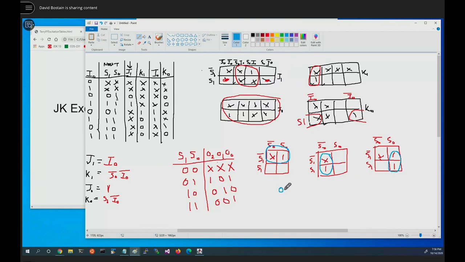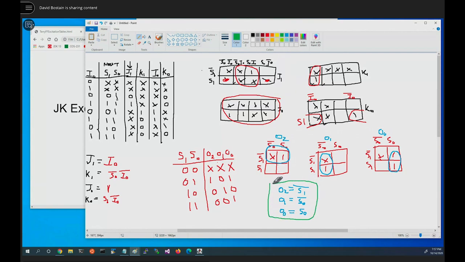So now we know O2 is equal to, this is the O2 map, this is O1, this is O0. We know this is not S1. We know the O1 guy is equal to not S0. And finally, we know the O0 guy is equal to S0.